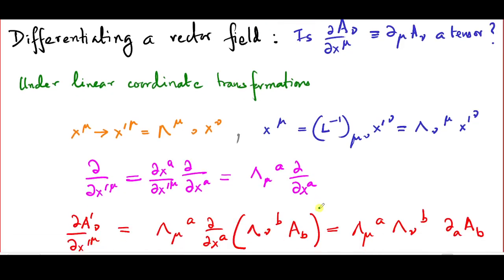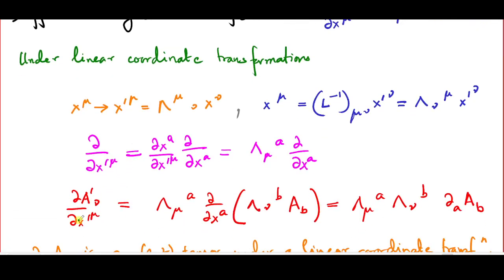On the other hand, if you want the whole transformation, you just get Λ^μ_a from here, and the coordinate transformation of course leads to a transformation of the covector components: A'_ν is Λ_ν^b A_b. Now remember, the coefficients here are constants.